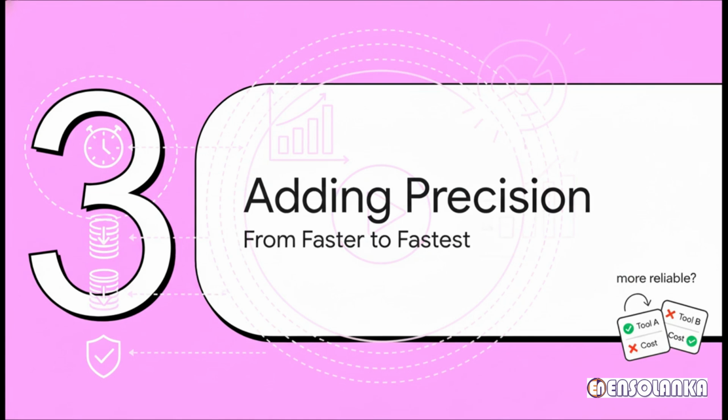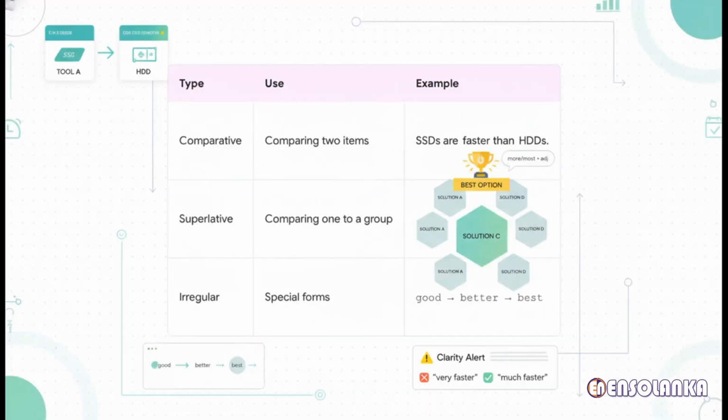Right. So we know how to say things are the same. But most of the time, we're talking about differences. One option is faster, another's cheaper, one's more secure. We need a way to talk about the size of that difference. Okay, here's your toolkit. For two items, you use comparatives, like faster. For one item in a group of many, you use superlatives, like the fastest. Oh, and just memorize the weird ones, good, better, best. You'll use them all the time.